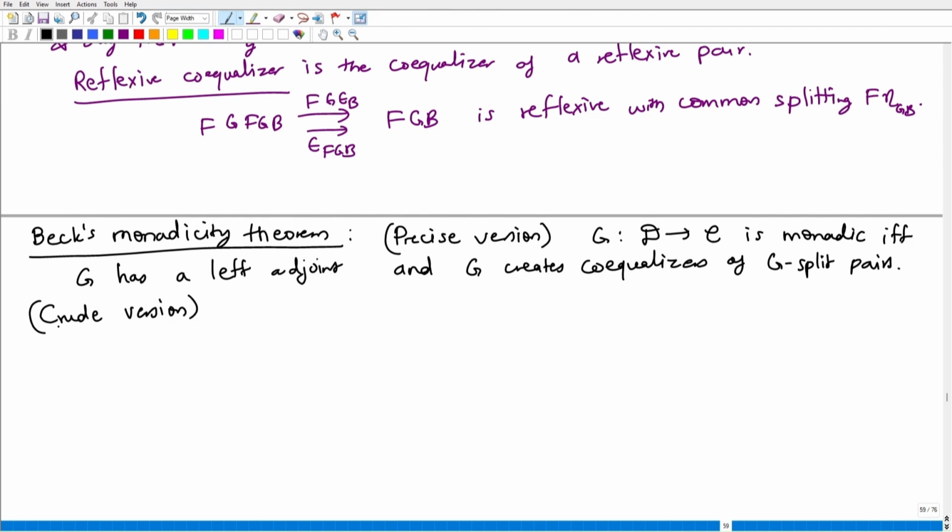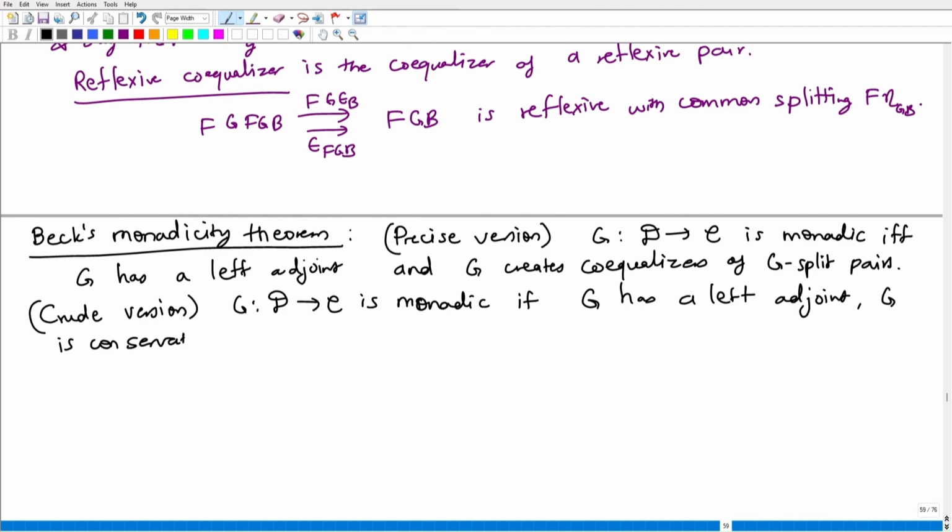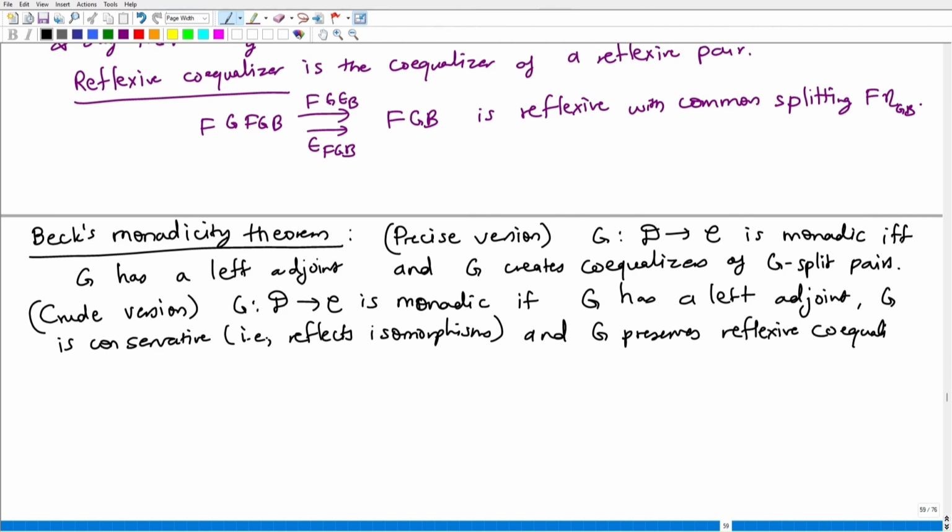So the crude monadicity theorem says that G from D to C is monadic if and only if... We can't leave this, sorry, not if and only if. If G has a left adjoint, then G is conservative. What does that mean? I.e., reflects isomorphisms. And G preserves reflexive co-equalizers. Okay, so this is a sufficient condition, but not a necessary condition.